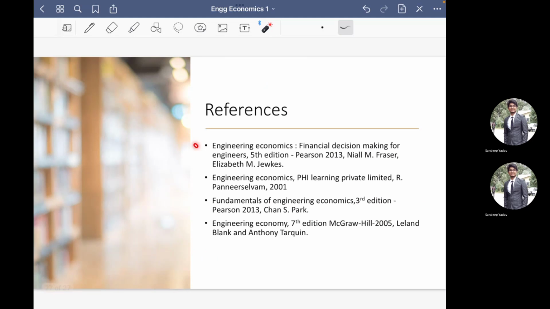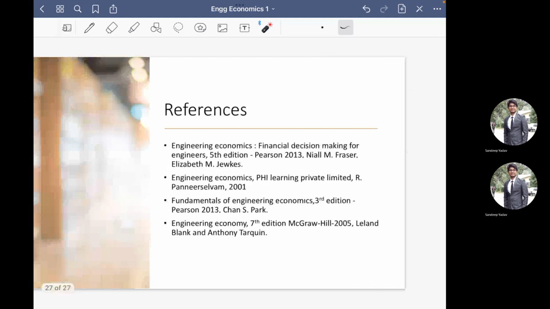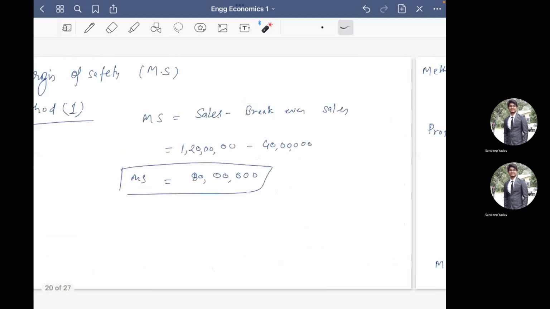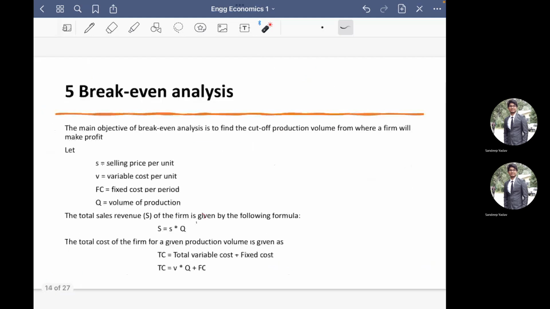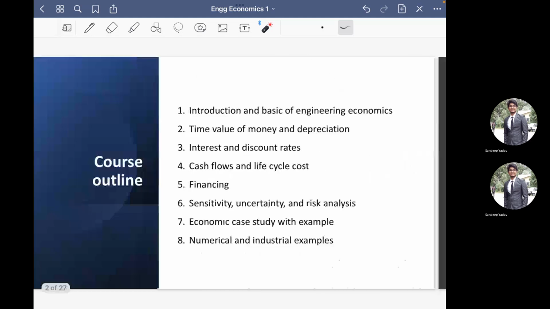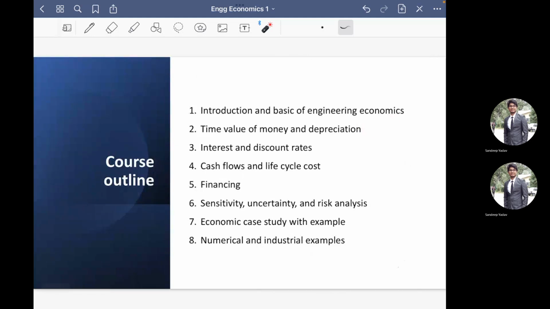Now, these are the reference books that you can get from your library, or you can also get these books online. You can find them. And if you want to study some more concepts of engineering economics, then you can refer to them. And these are the standard books of engineering economics. And thank you. Then in the next lecture, we will study some more concepts, and we will cover the things that are going to help us in the time value of money and the depreciation of money.